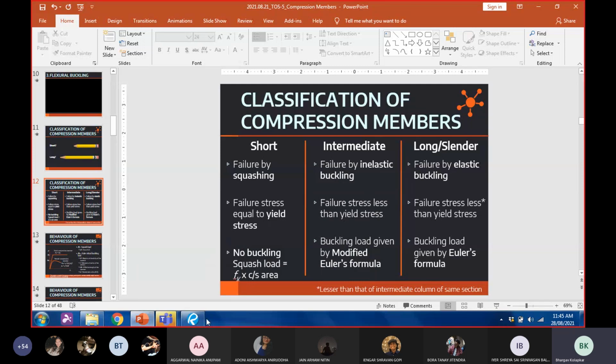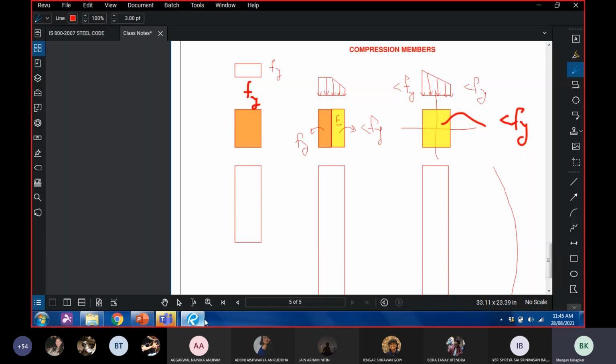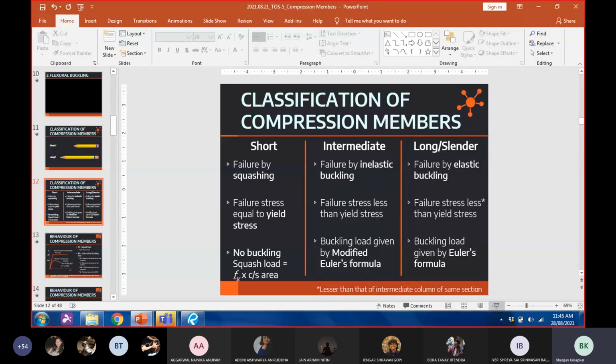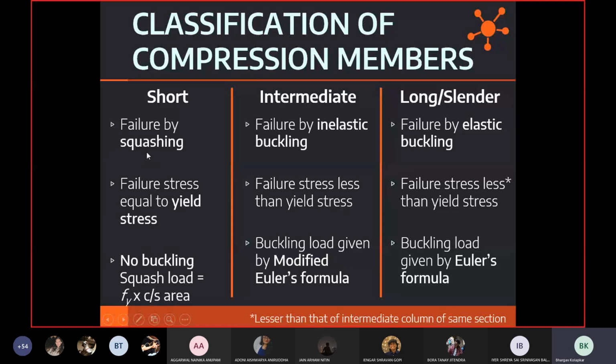Is it too much to take in? See, it's very simple. In a short column, the entire section has yield stress. In a long or slender column, no part of the member has yield stress. And in inelastic buckling, either some portion or the entire portion has yield stress, but the failure occurs by buckling.